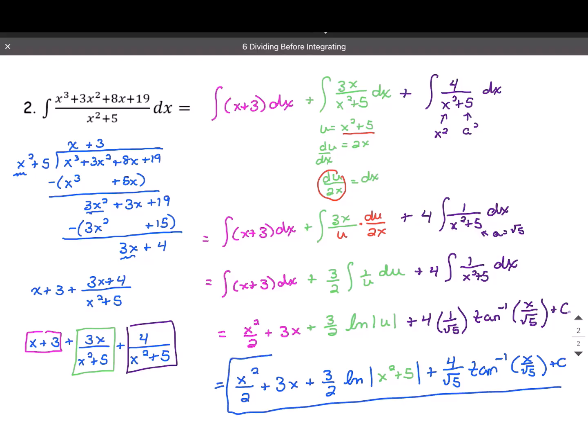Wow, that's a big one. And there we go, guys. So that is how we utilize long division to make the integrals simpler. That looks simple, doesn't it? Okay, I know it's a messy looking answer, but if you take it piece by piece, it's not that bad.